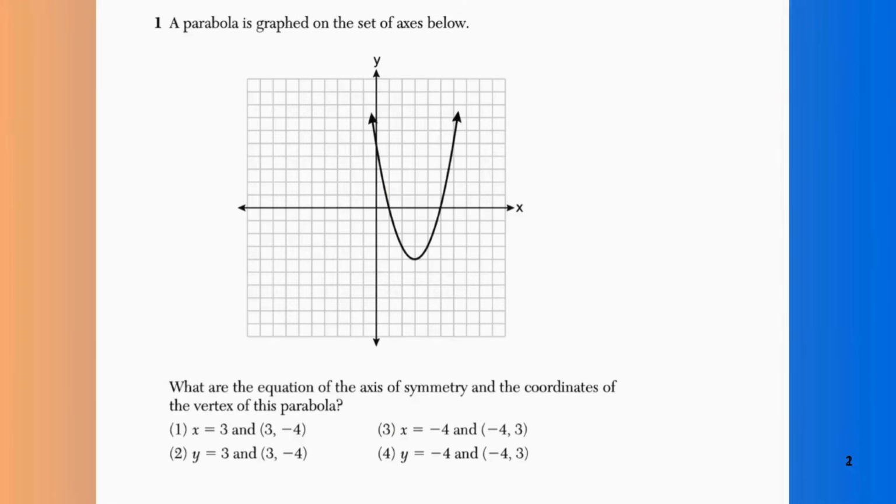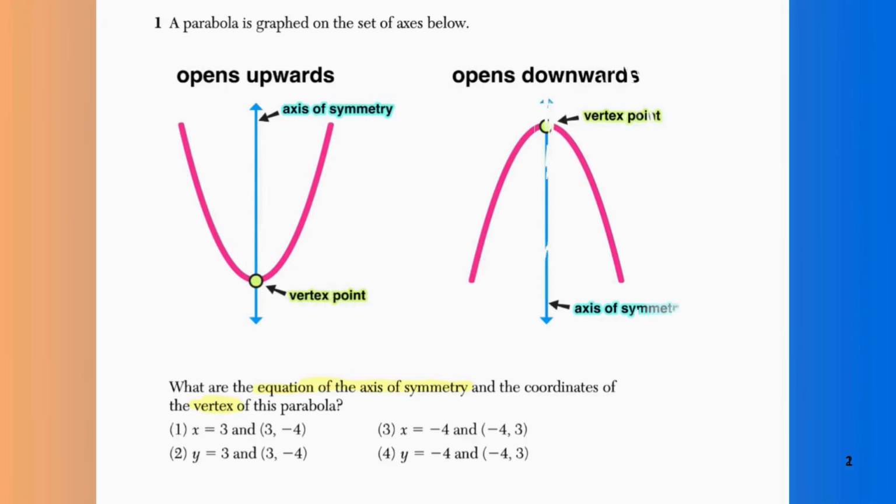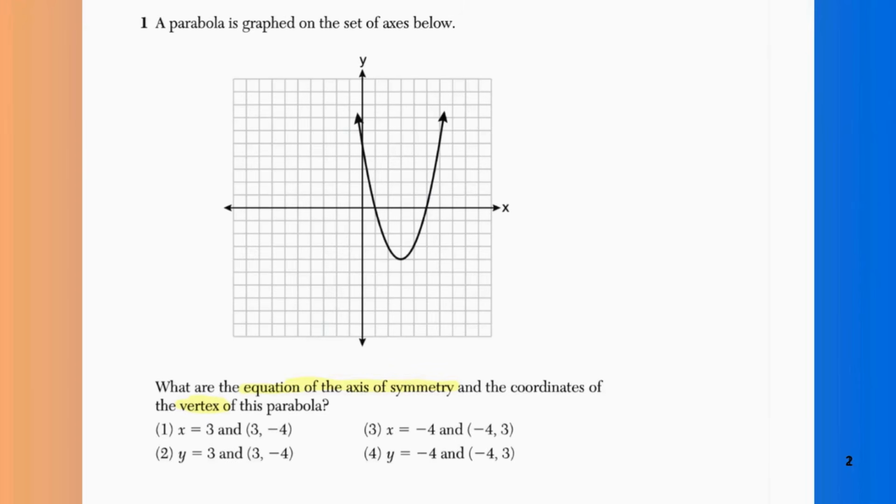Number one gives us a parabola and it's asking us to find the equation of the axis of symmetry and the vertex of the parabola. So the vertex of a parabola is its turning point. It's either the maximum or the minimum value, depending on which way the parabola is facing. The parabola that we have in front of us is facing upwards, so it's going to have a minimum value. So this blue point right here, that is our turning point.